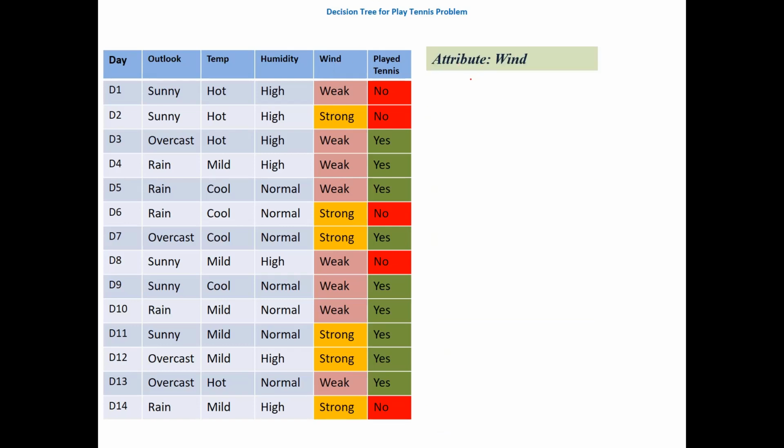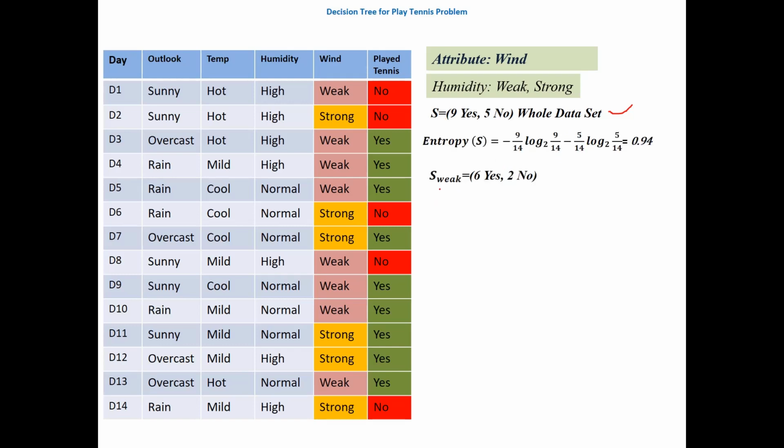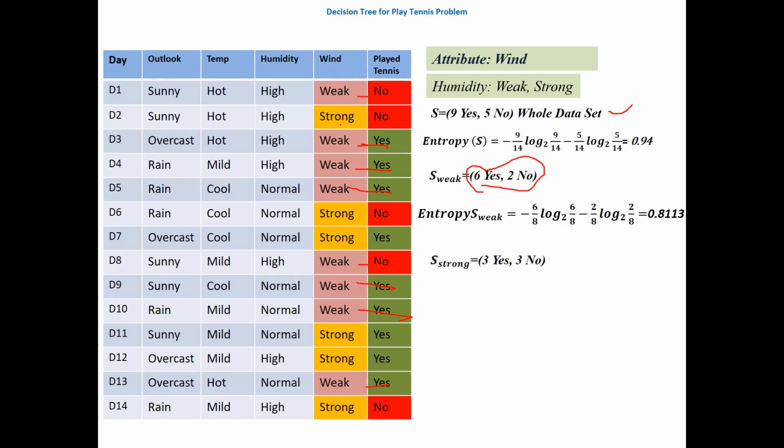So for this wind variable, there are two values, weak and strong. So that is a regular procedure of finding the entropy of the whole data set. And first we will consider the weak example. So there are total 8 weak examples, and out of these 8 weak examples, only 2 are no. So these are the 2 no examples, and all others are yes examples. 1 2 3 4 5 and 6, these are yes examples. So find the entropy of S weak. Out of this total 8, 6 are positive and 2 are negative. So entropy is 0.8113.